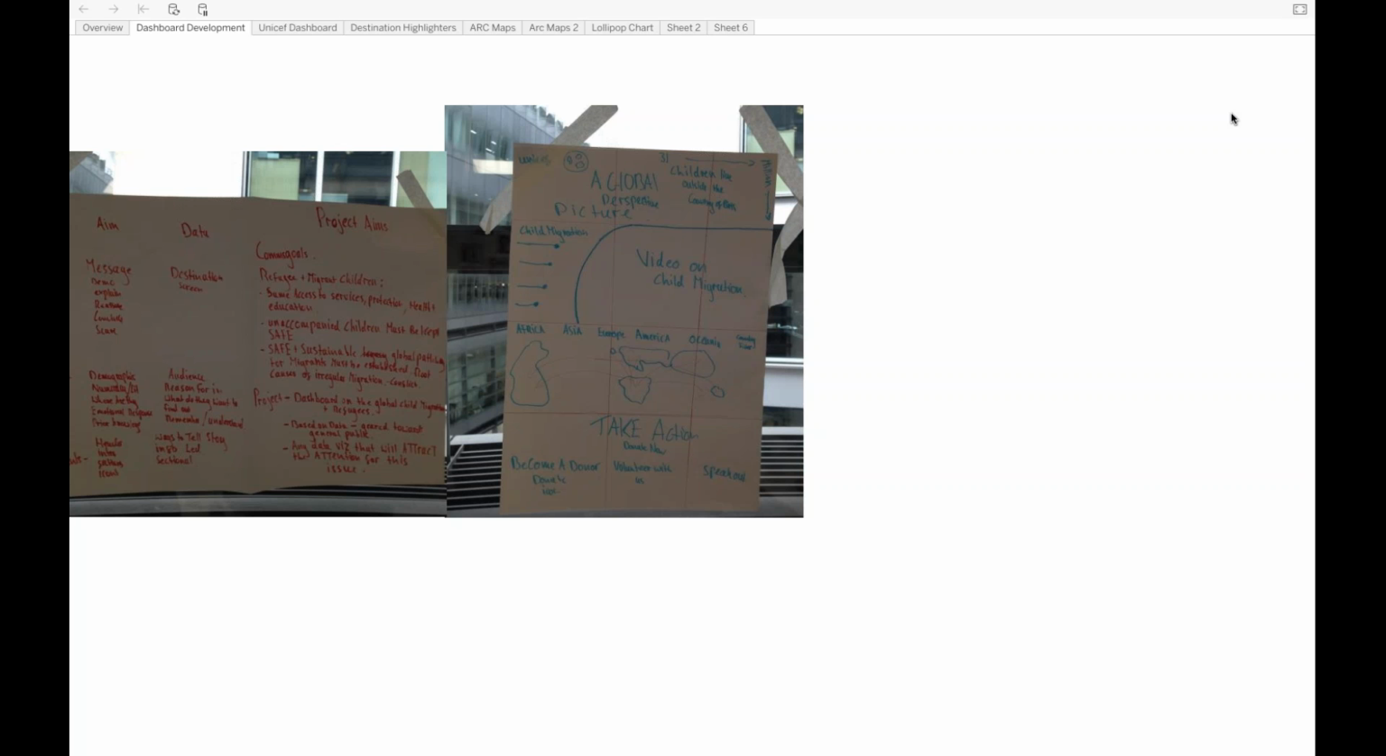And then I just went on to divide the page up into segments to create a pathway or storyboard to go onto Tableau and tell the story. So here's the dashboard.